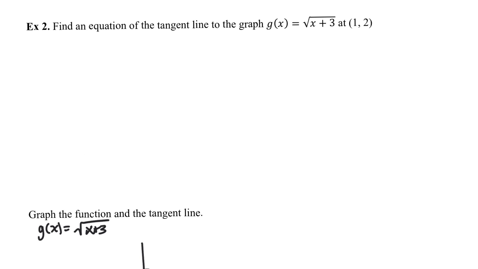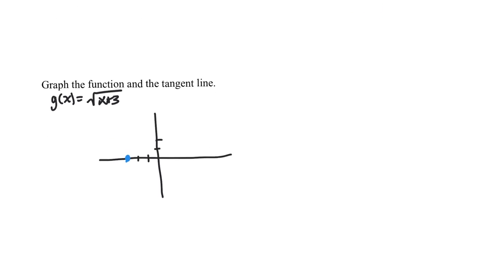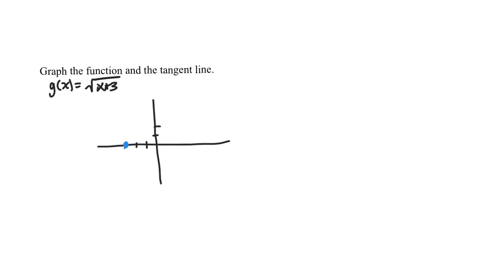They gave me a point on the graph. They gave me 1, 2, so I'm going to use that point to kind of make my graph a little bit more exact while keeping it a sketch. So I know 1, 2 is also on the graph. Okay, this is enough points to get a good sketch. So I'm going to go ahead and sketch the function. It's going to go like this. Okay, so that's g of x.